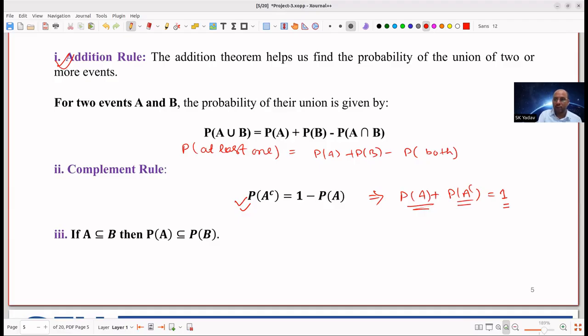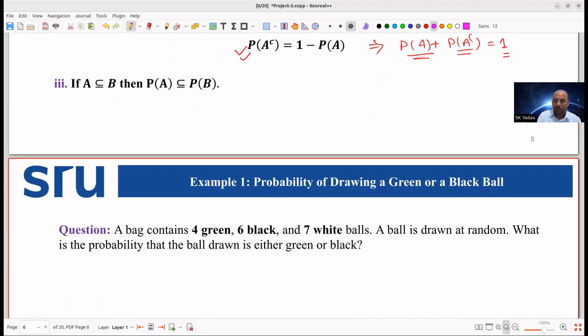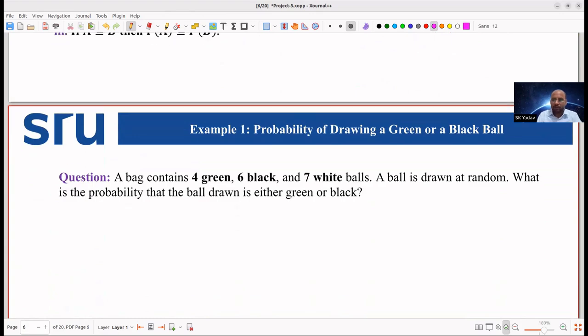So this addition rule is particularly very important. When two or three things are given, you can easily find the probability of at least one, or if it is given, then you can find the probability of both happening. So let us see one example here.